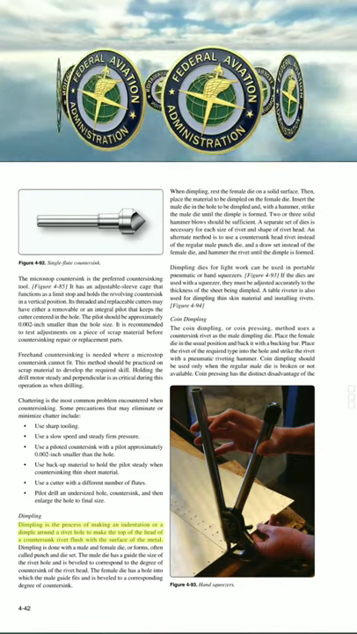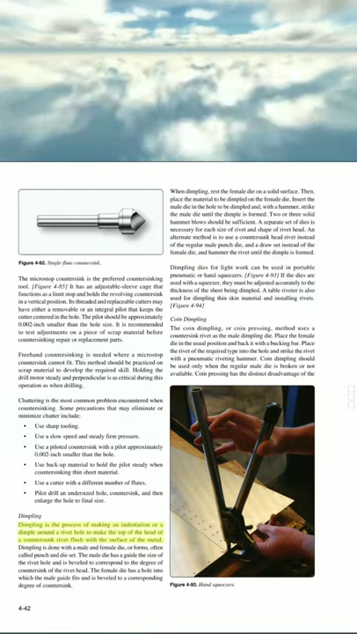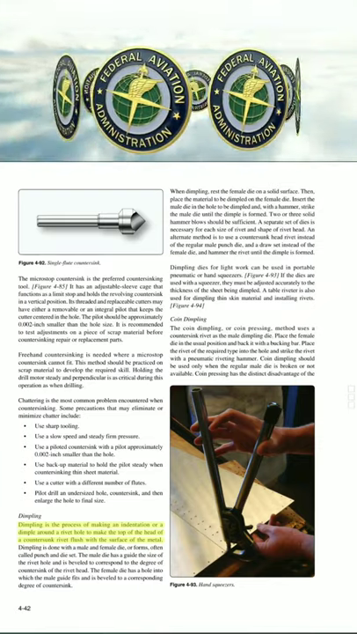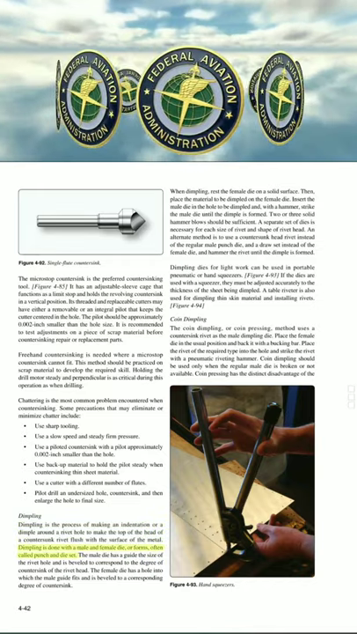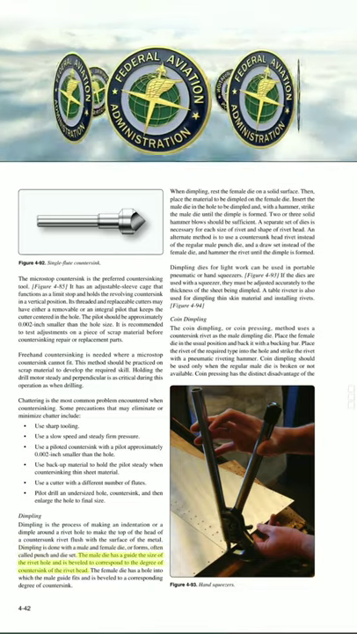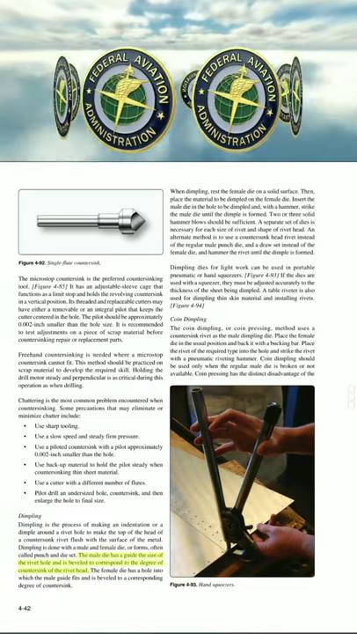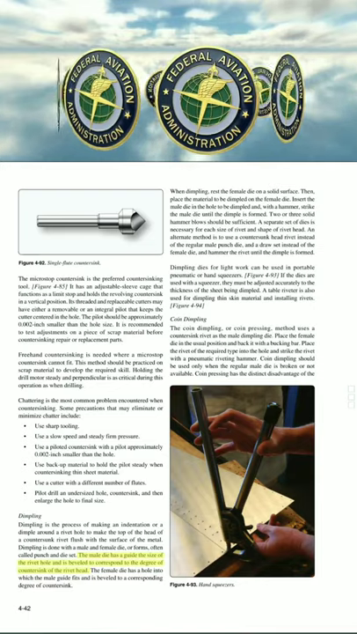Dimpling. Dimpling is the process of making an indentation or a dimple around the rivet hole to make the top of the head of a countersunk rivet flush with the surface of the metal. Dimpling is done with a male and female die, or forms, often called a punch and die set. The male die has a guide the size of the rivet hole and is beveled to correspond to the degree of countersink of the rivet head.